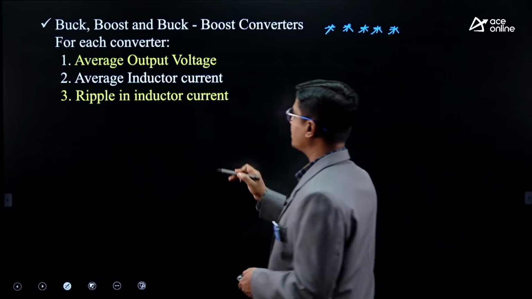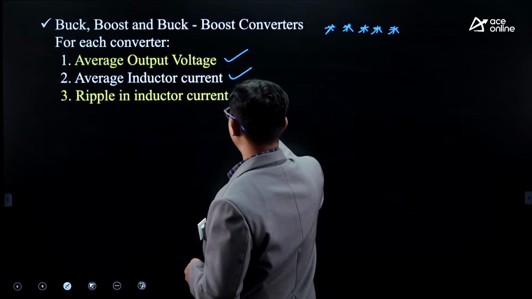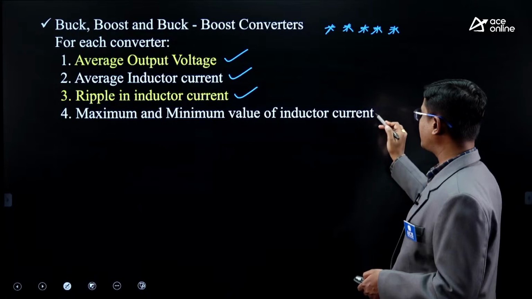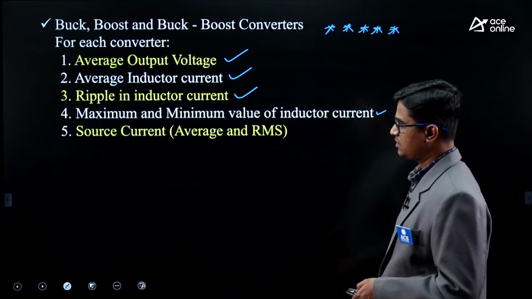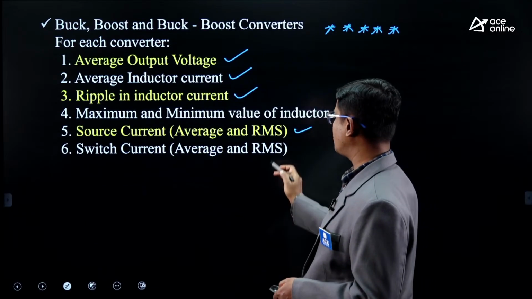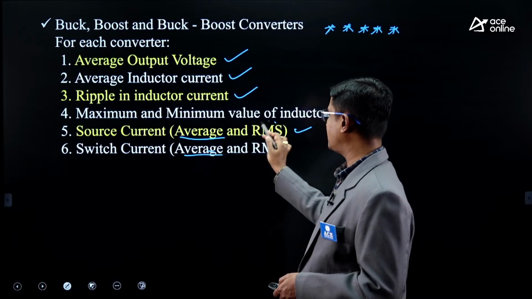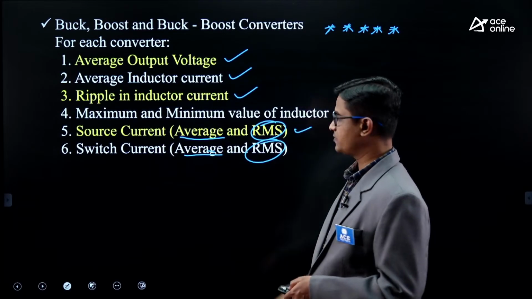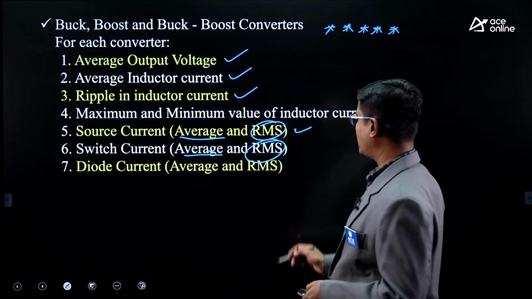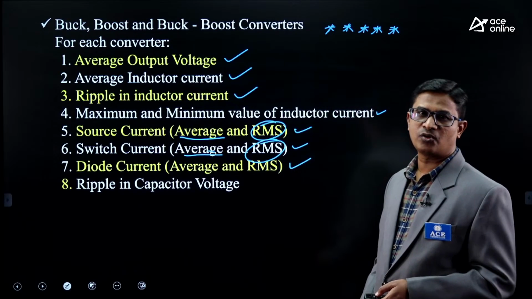You will find questions based on average output voltage, average inductor current, ripple in inductor current, maximum and minimum value of inductor current, source current, average and RMS value. Most of the questions you will find based on average value only. Very few questions they have asked based on RMS value, right? Next, switch current, diode current, right?